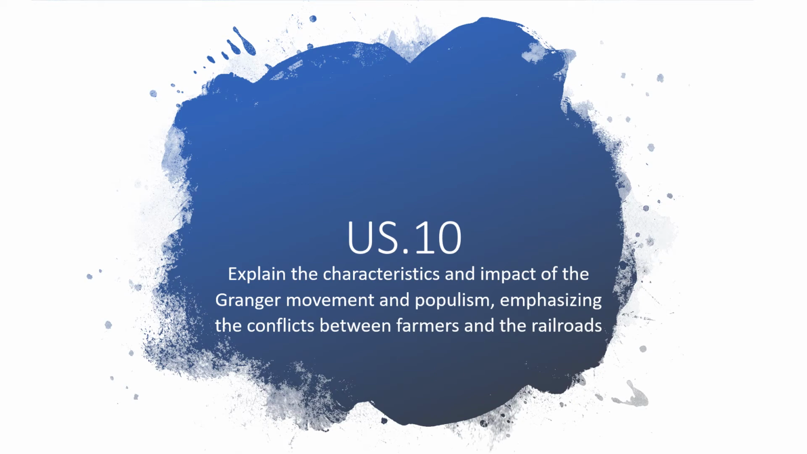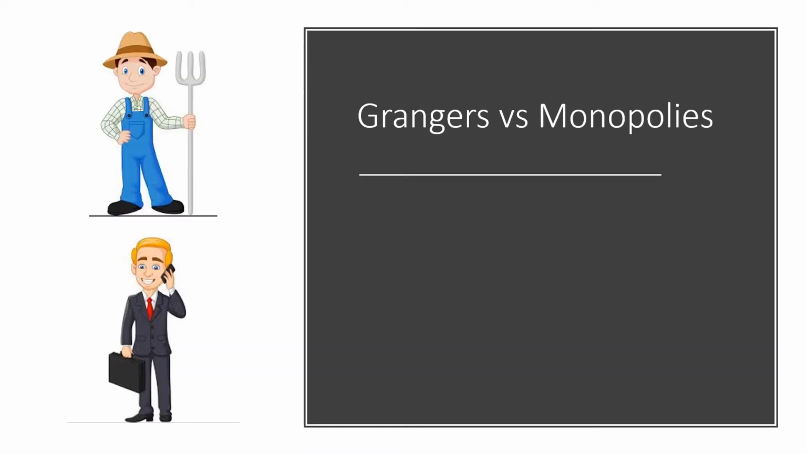Tennessee State Standard US.10. This standard says that you need to be able to explain the characteristics and impact of the Granger movement and populism, emphasizing the conflicts between farmers and the railroads. So with this state standard, the first thing you have to understand is the conflict going on between two groups of people in the United States. The conflict is between Grangers and monopolies, railroads, businesses, whatever you want to call them.